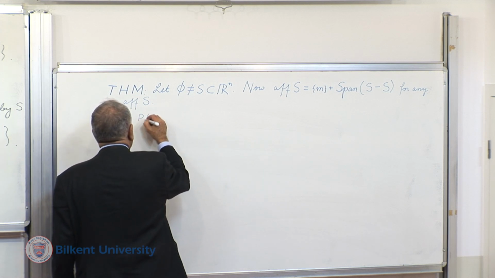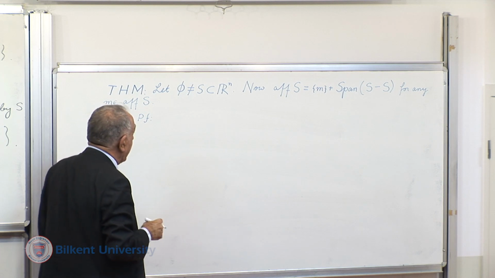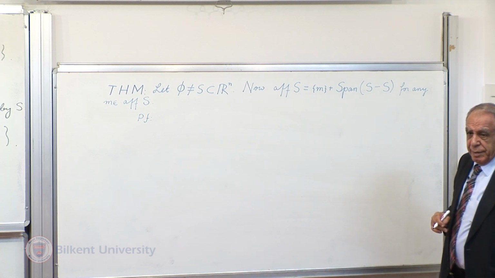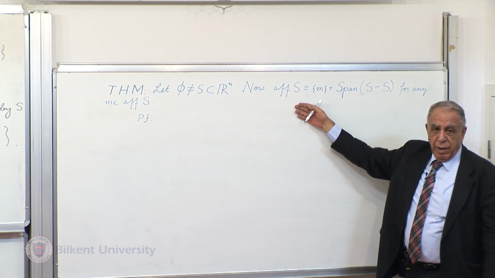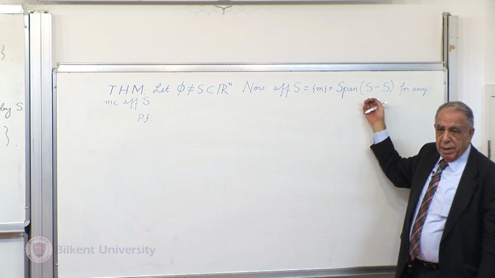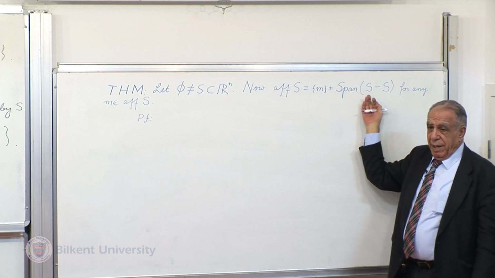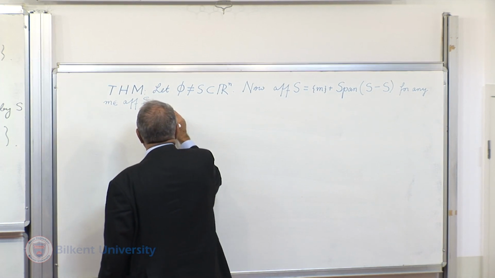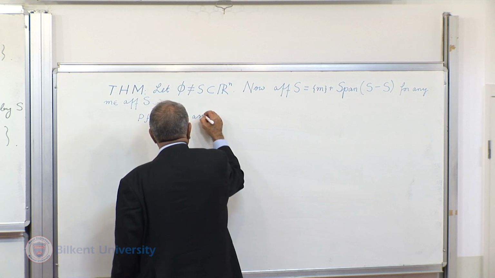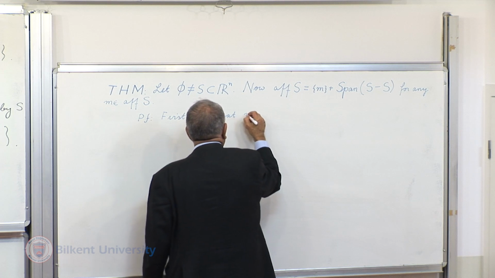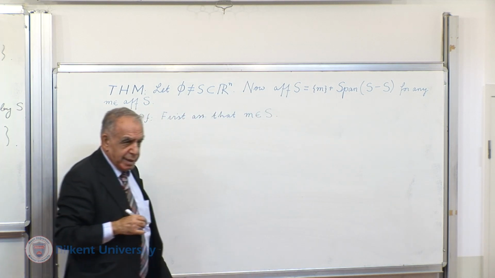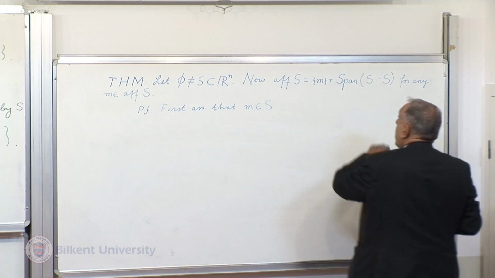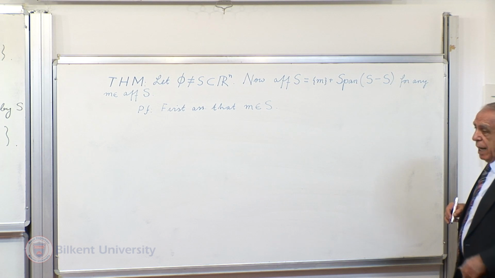Proof. Now let us first take M in S. Show this equality to hold when M is a member of S, but then it will be an easy job to extend it to this equality holding for any M in affine hull of S. Okay, now first assume that we take some M in S. Now, let us show that this holds when M is in S.